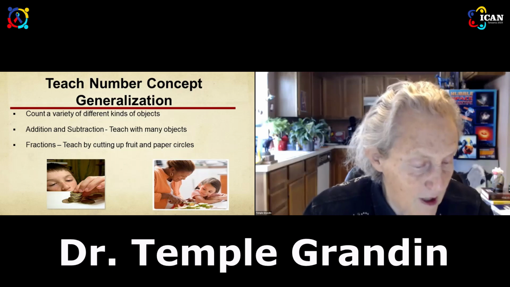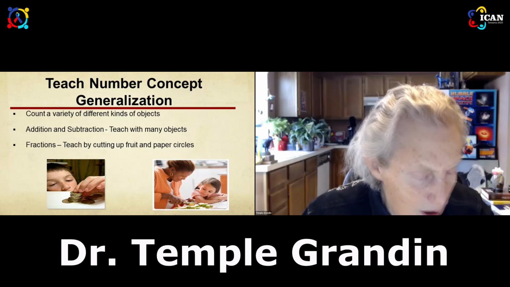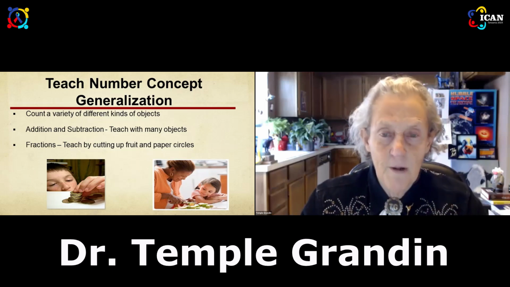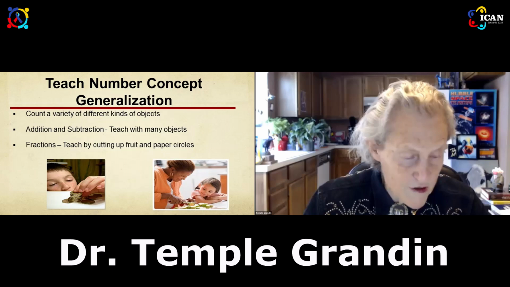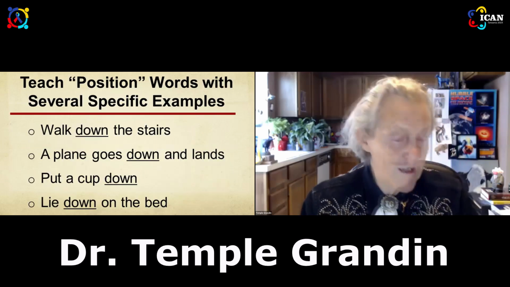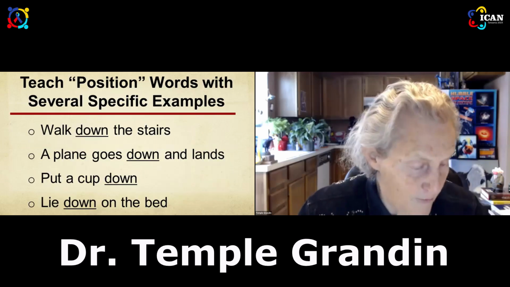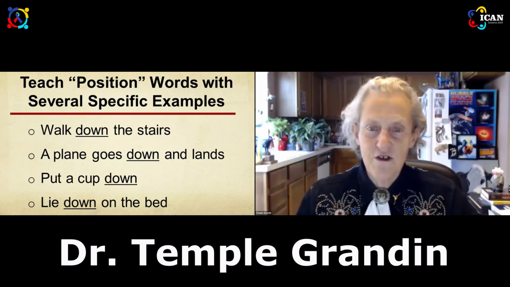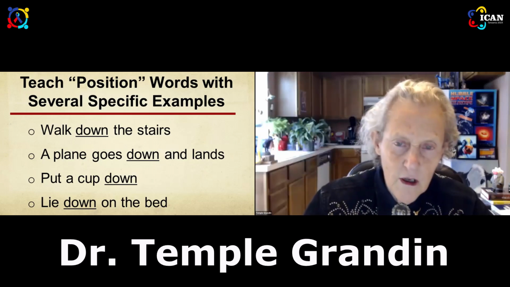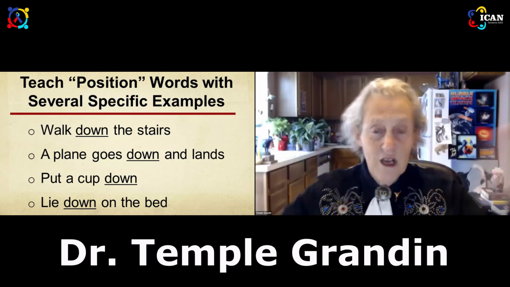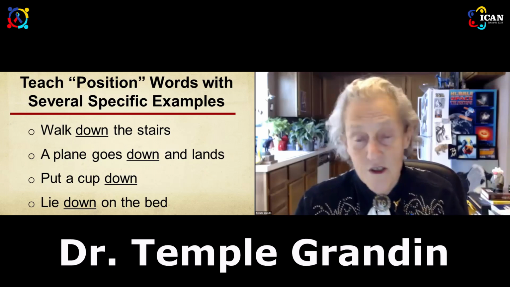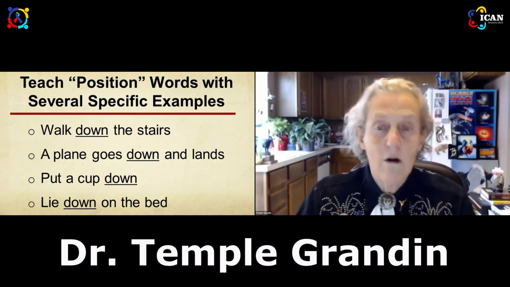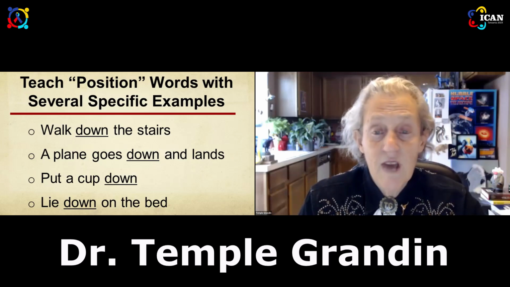Okay, teaching number concepts and generalization. Count a variety of different things. Teach fractions, maybe cut a cookie into four pieces. To teach concepts like up and down: if you go down the stairs, the plane went down and landed, I put this cup down. You want to show several different examples, because if down was only related to the stairs, I think it only applied to stairs. So I've got to give different things where I use the concept of down.